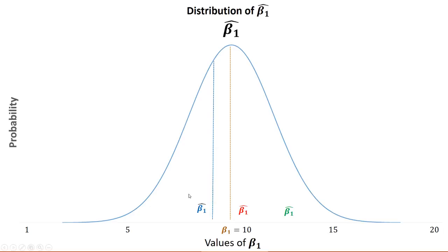All right, so those different estimates will be found on the distribution. So it's much more likely to get a beta 1 hat estimate that's near the mean, and much less likely to get a beta 1 hat estimate that's farther away from the mean. All right. And how widely distributed this distribution is will determine how likely it is to find values that are far away from the mean versus close to the mean.